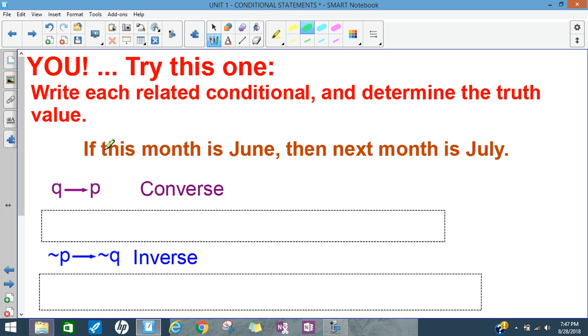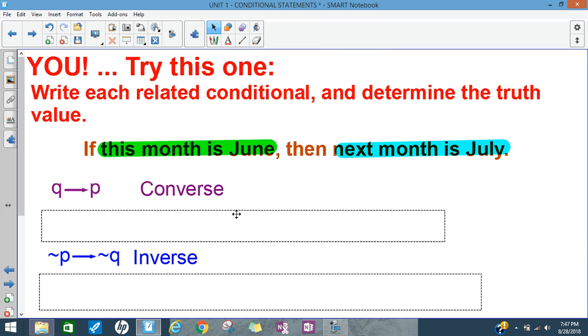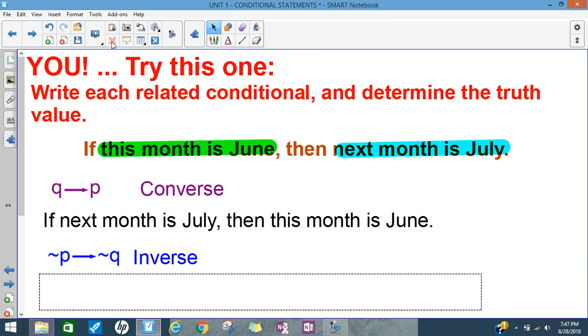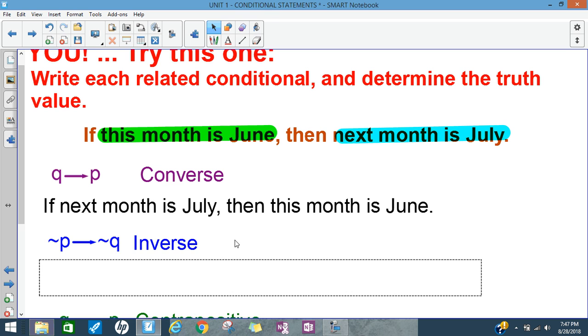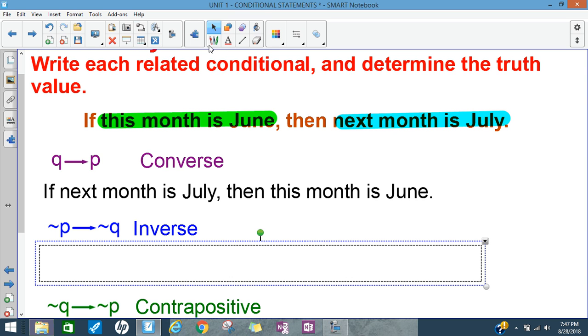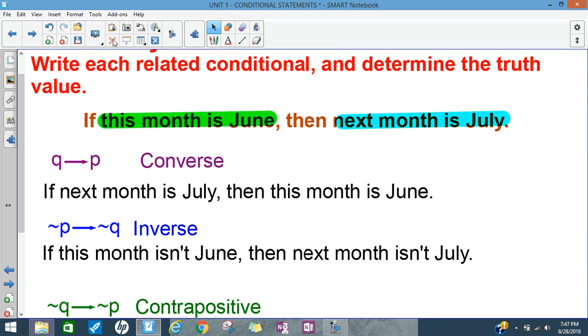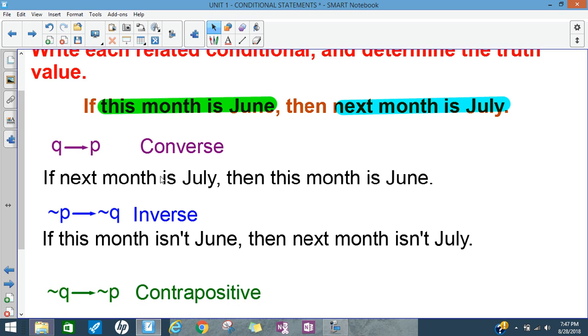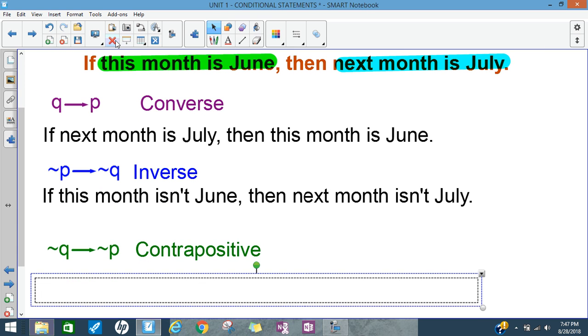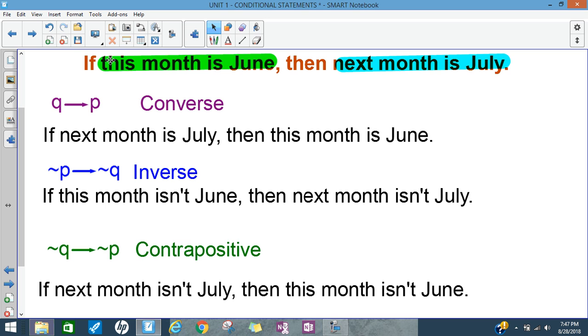So my hypothesis is this month is June. My conclusion is next month is July. So to write the converse, I switch both of those. And I'll point out too that if and then stay right where they are. We always start the sentence with if, and then is in the middle. To get the inverse, we negate both of them. And then to get the contrapositive, we switch them and negate them.